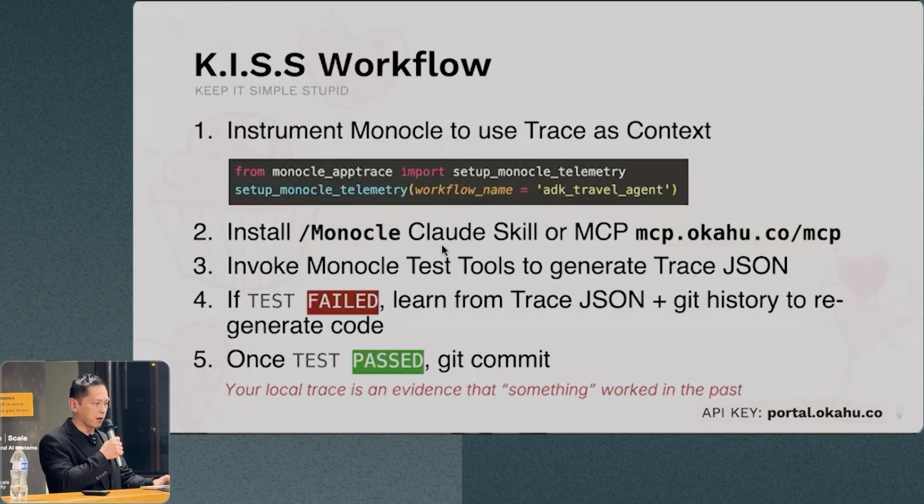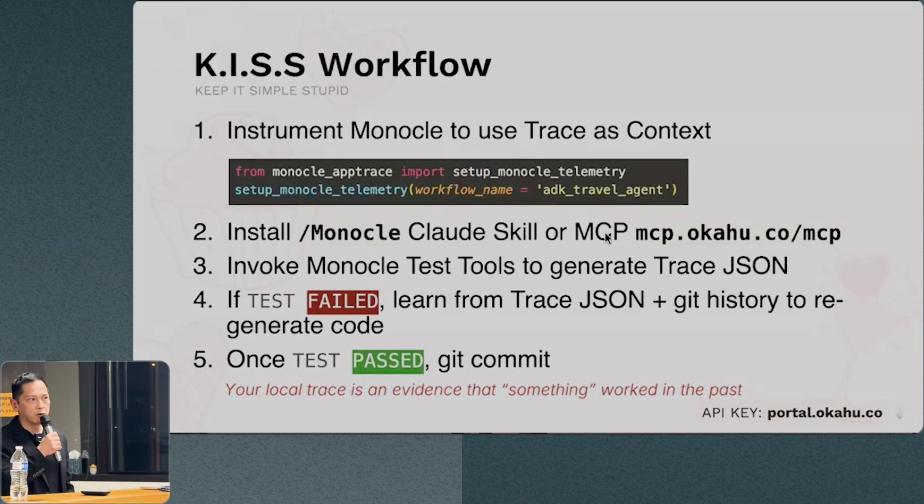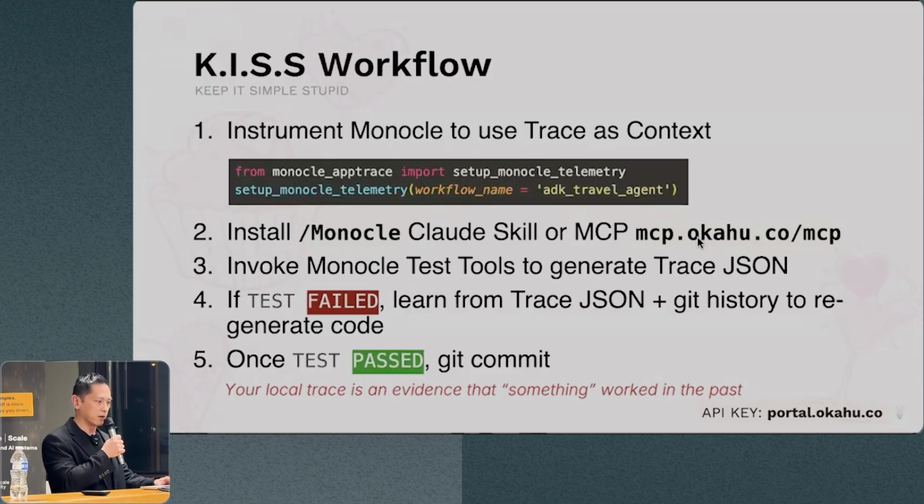I'm going to do a quick example of a Claude Code. You can build it on your own, but we have our templates to build a Claude Code with Monocle. Or if you do this in the cloud, there's an MCP version. You can point to the remote MCP and ask questions about the trace.